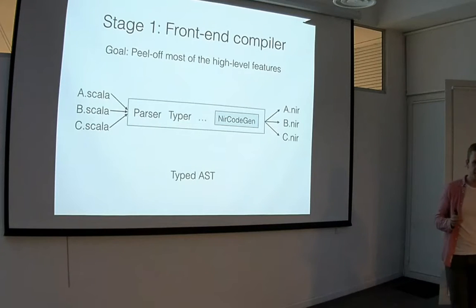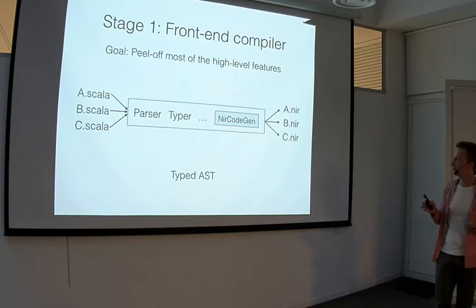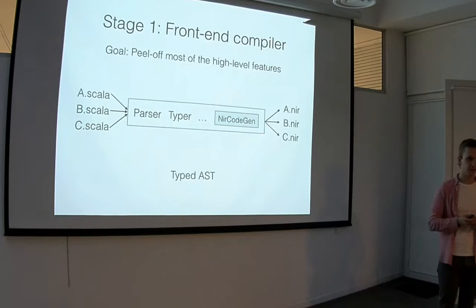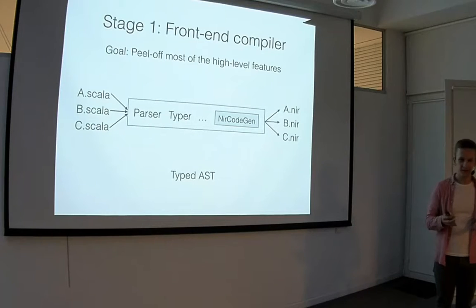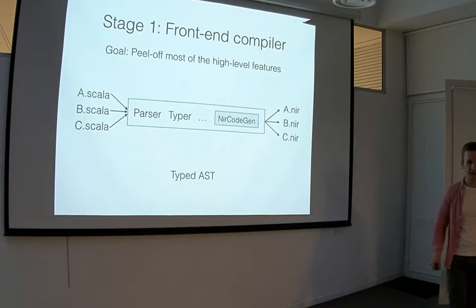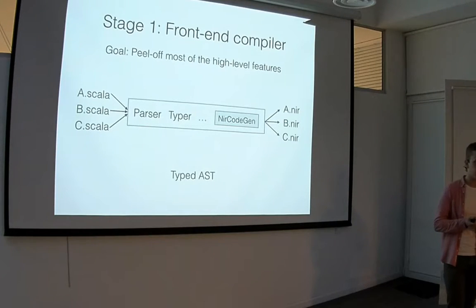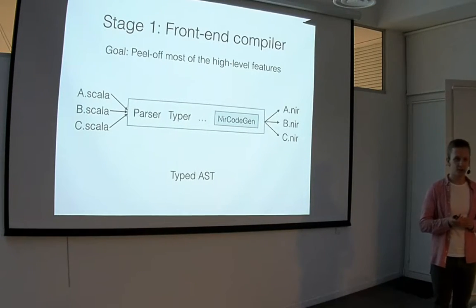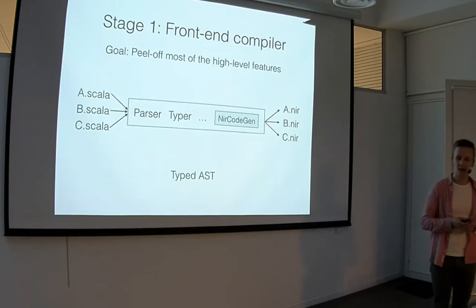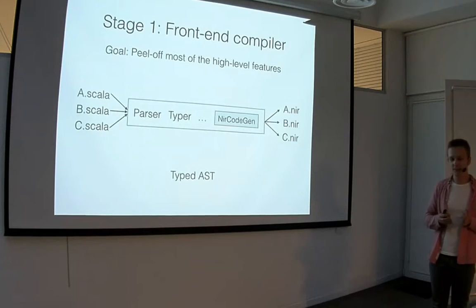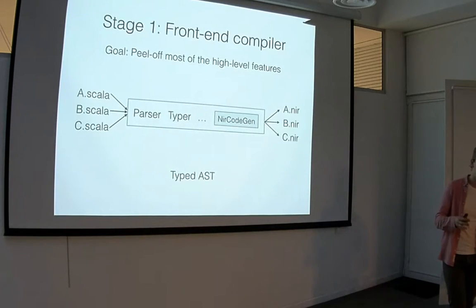So the first part is the front-end compiler. The main goal of the front-end compiler is to remove all of the high-level features, for example generics. Generics are a high-level feature which in Scala actually don't exist at runtime, because the Scala semantics for generics is erasure, unlike C++ templates, so it's not the same. But from a runtime point of view, it's a high-level feature because you don't have it at runtime. The runtime doesn't know about generics anymore. It also eliminates pattern matching, and many, many other high-level features.